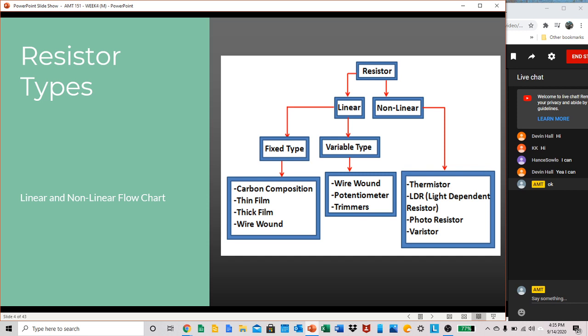This is a flow chart of certain types of resistors. So we have resistors that are linear and nonlinear. With our nonlinear resistors, those would be our thermistors, LDRs, which are light-dependent resistors or photoresistors, and varistors. And we'll get into some of those. We have our linear resistors, which can be a fixed type or a variable type. Our variable resistors being wire wound, potentiometers, trimmers, and our fixed type resistors being carbon composition, thin film, thick film, and wire wound.